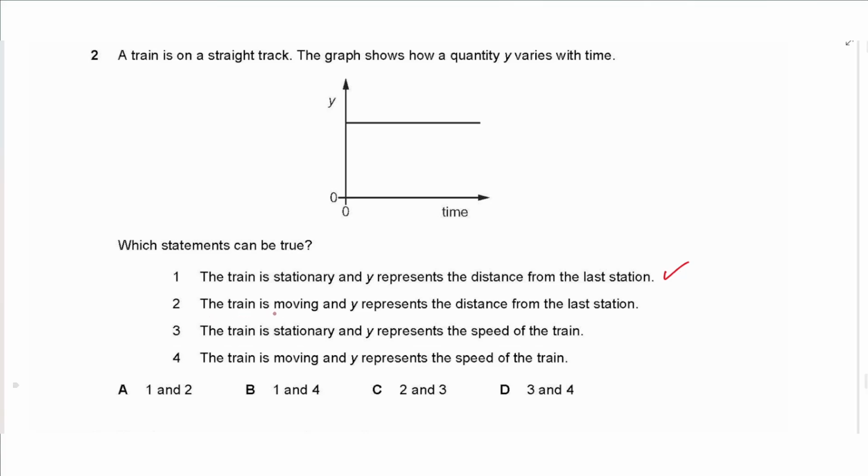2 says the train is moving and y represents the distance from the last station. No, if it's moving then there must be a speed, so the gradient must be anything other than 0, so this is wrong. 3 says the train is stationary and y represents the speed of the train. No, if it is stationary the y-axis should have a value of 0 for an object with speed 0. 4 says the train is moving and y represents the speed of the train. Yes, if it is a constant speed. So it is 1 and 4 only, so the answer is B.